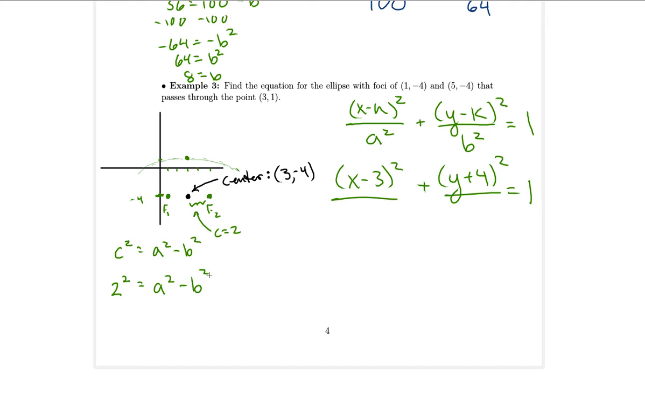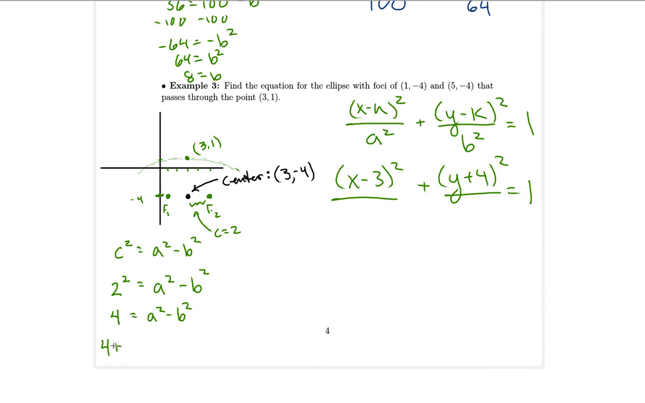Now, the one thing we haven't used yet is this point (3, 1). We know that that is on the ellipse. So if it's on the ellipse, then I should be able to plug that into this equation and solve for an unknown, right? Well, that potentially could allow me to solve for A or B. But we really don't want to have two different variables, right? We only want one. But this formula down here gives me a way to do that, right? So 4 is equal to A squared minus B squared.